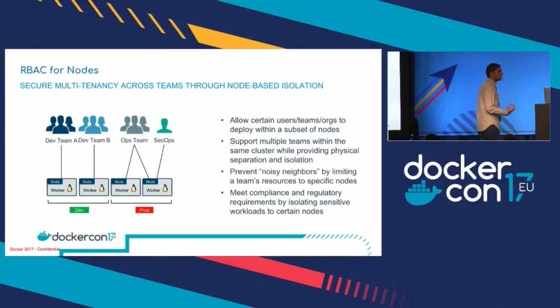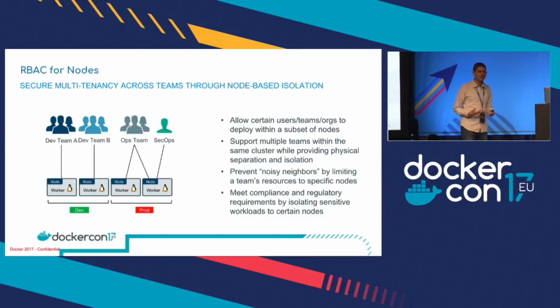So it's one thing to be able to set the permissions that people have in your environment, but what if you have a bunch of different teams and you want to make sure that each team has access to only a specific set of physical resources in the cluster? So the previous access control is talking about logical isolation. What about physical isolation? We built a feature for that in EE 1706 called RBAC for nodes.